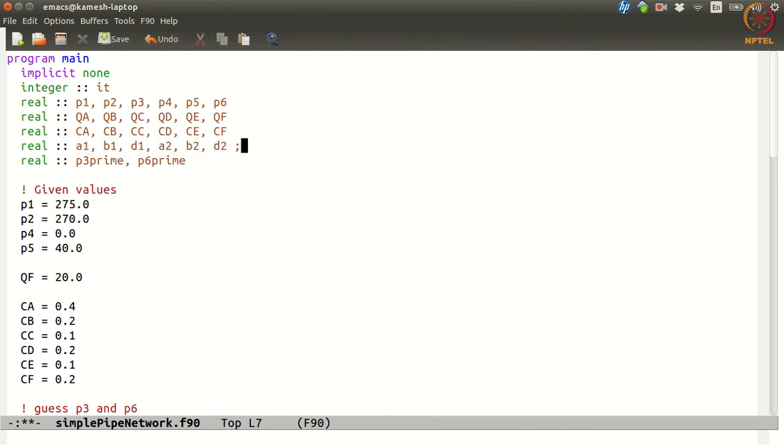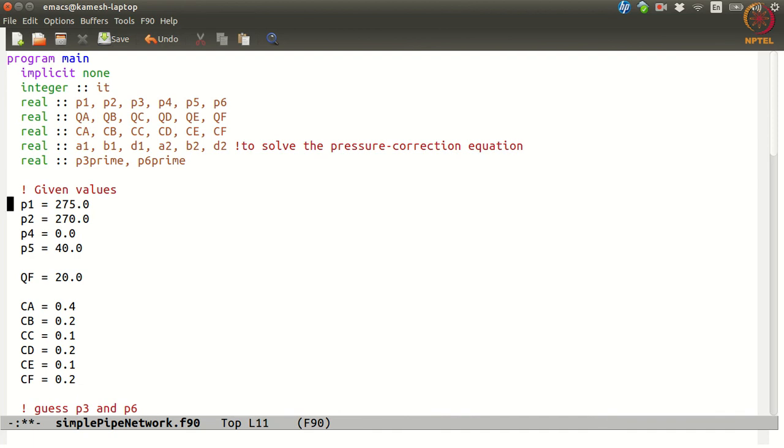Basically these are to solve the pressure correction equation, right? We had two equations and two unknowns. So these are the coefficients, we will see them later. And then of course P3 prime and P6 prime are the pressure correction values at the 3 and 6 locations. Okay, fine.